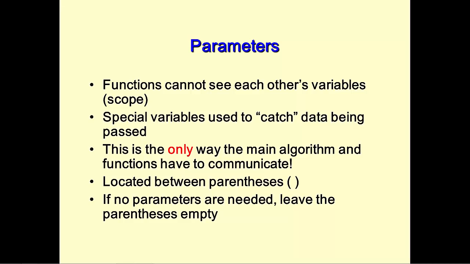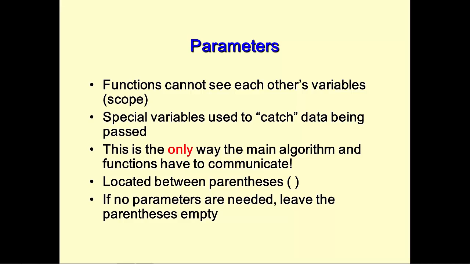All right, let's look at parameters. Parameters are the way that we get information to the function. So if you go back a couple of slides and remember that we talked about scope, functions can't see each other's variables, and that includes main. Believe it or not, main is a function. So these parameters are special variables that are used to catch data that's being passed to the function. And don't worry, we're going to visualize this in just a second. This is the only way that the main algorithm and the functions have to communicate.